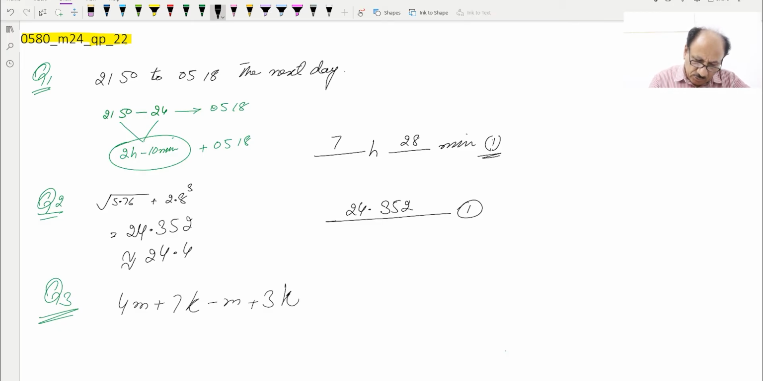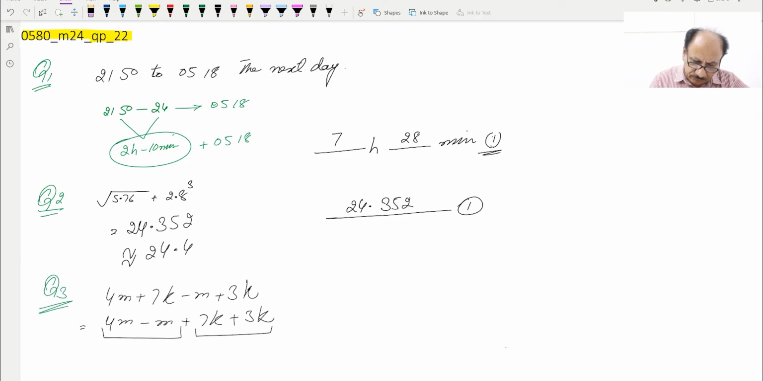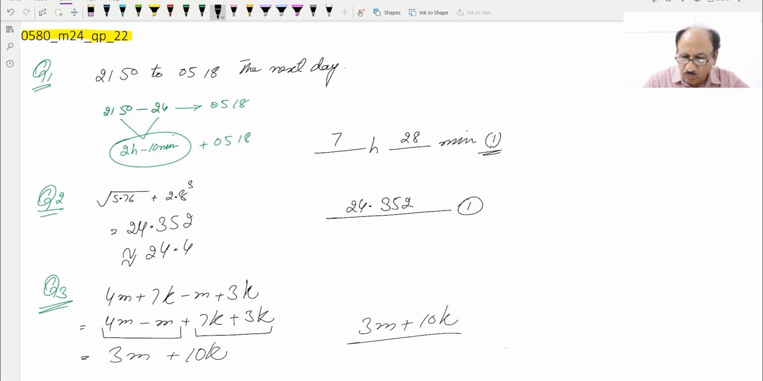So we will arrange 4m minus m and 7k plus 3k. Adding like terms, these two are like terms and these two are like terms. So accordingly we can add them. 4m minus m will be 3m, and 7k plus 3k will be 10k. So our final answer will be 3m plus 10k, and this is a 2-mark question.